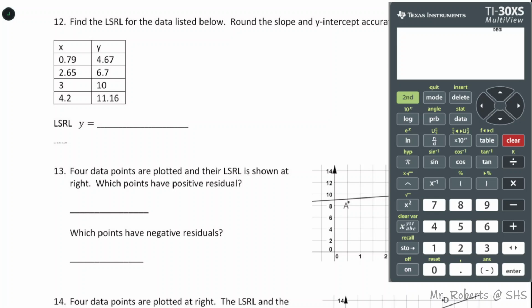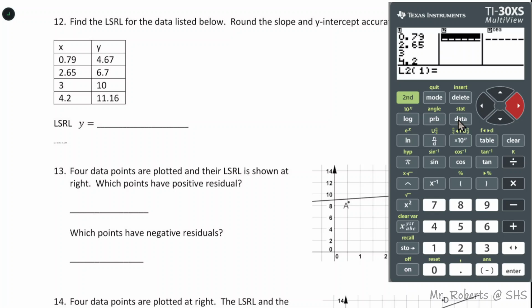In order to enter the data, of course, we press the data button. Once here, we're going to go ahead and enter our X values, 0.79, enter, or the down arrow. And then 2.65, down arrow or enter. Then 3, enter, and then 4.2, enter. So you can see those values.